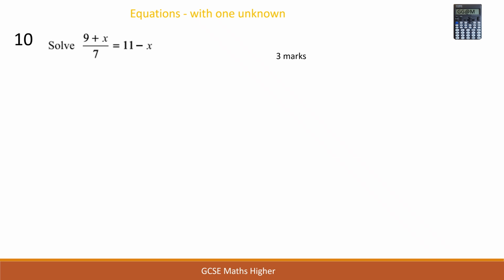This is a question where you've got to solve, so you've got to solve to find the value of x. This equation here has got x on both sides, but there is only one value of x that is missing and it is worth 3 marks. Press pause, have a go at working out the answer, press play when you're ready to hear the answer.